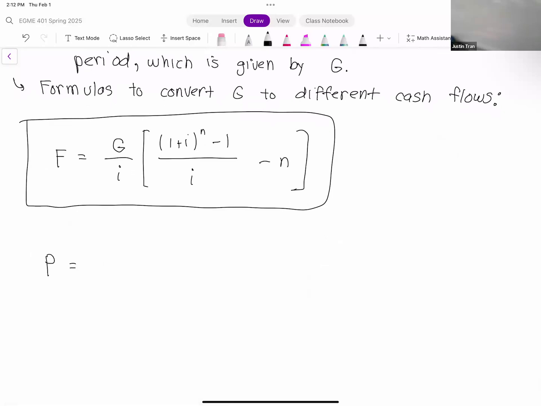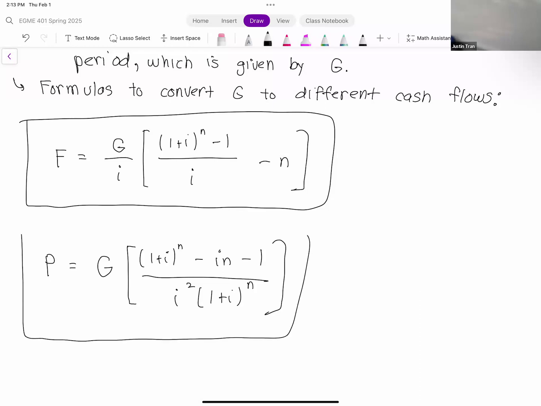All right, so we also have P and G. So you have P is equal to G multiplied by the quantity (1 plus I)^N minus I times N minus 1, all divided by I squared times (1 plus I) to the N power. Okay. So this is a formula that relates present sums and arithmetic gradients. Okay.